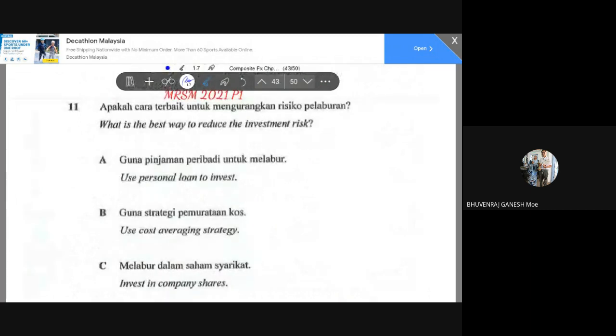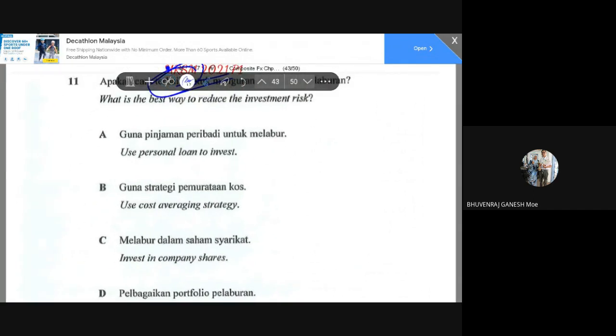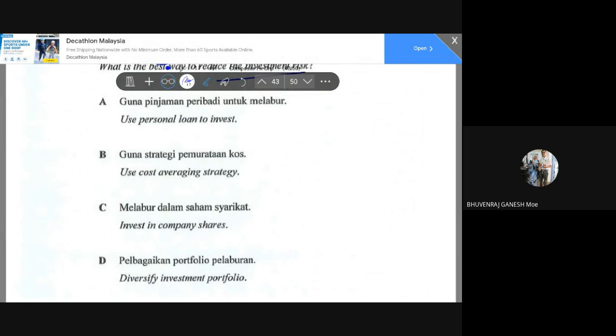So another one. This one was MRSM. It's a very recommended trial paper for you to try before your exam because most of the SPM setters are from this body, MRSM. So yeah. What's the best way to reduce investment risk? So you can see. So spam your answers. B. Okay, he said B. Then how about Kuan? B. Wow, both of you go for B.